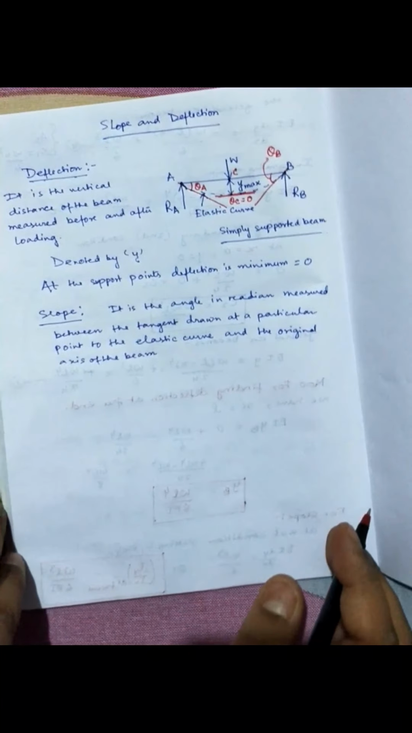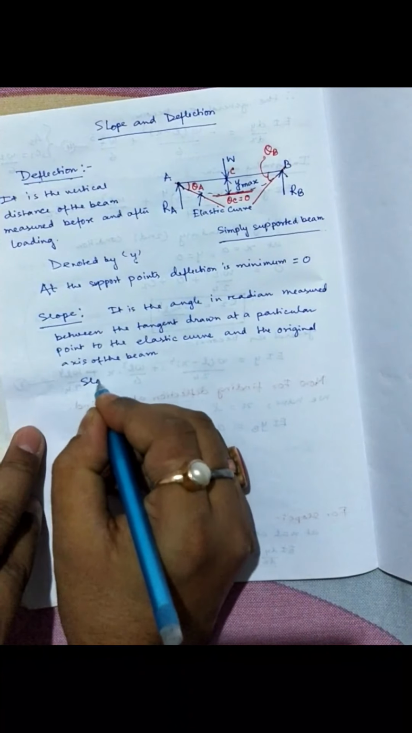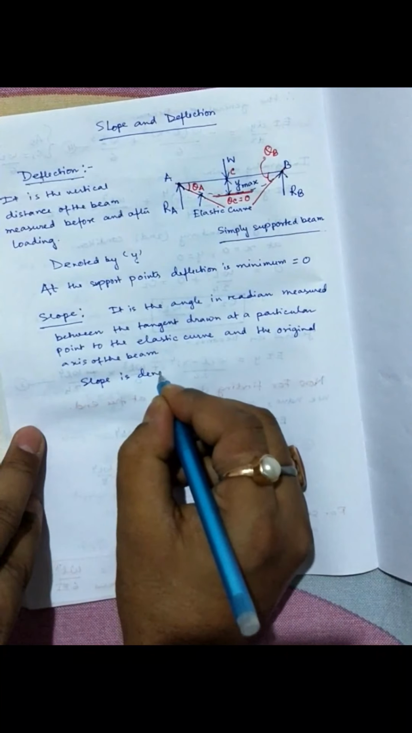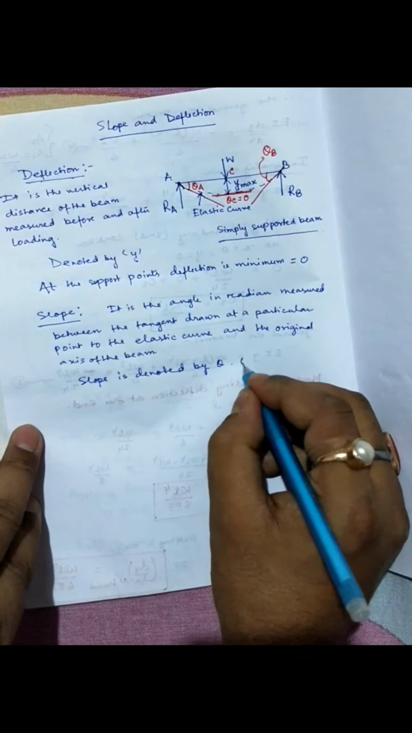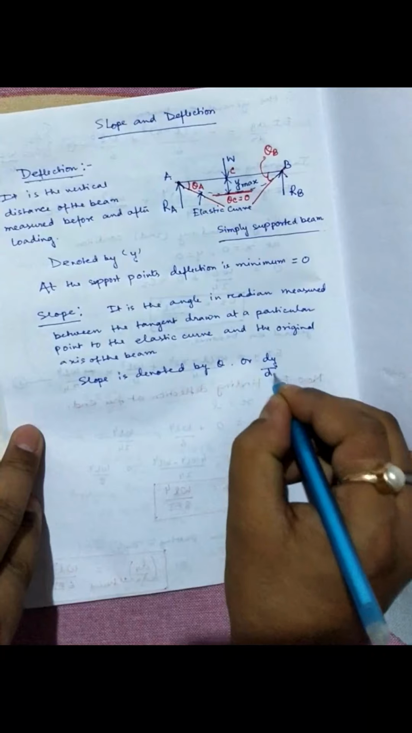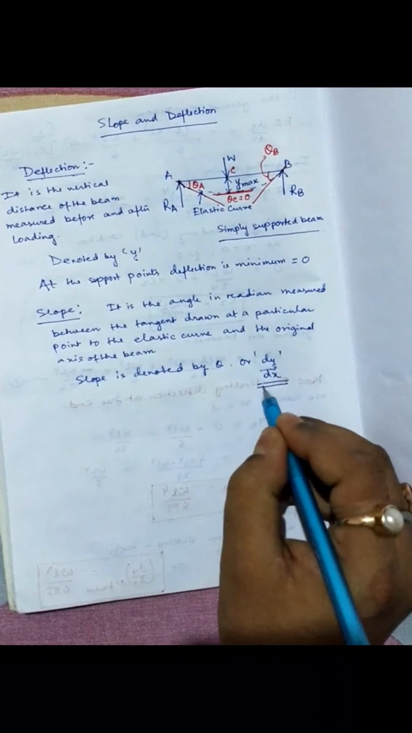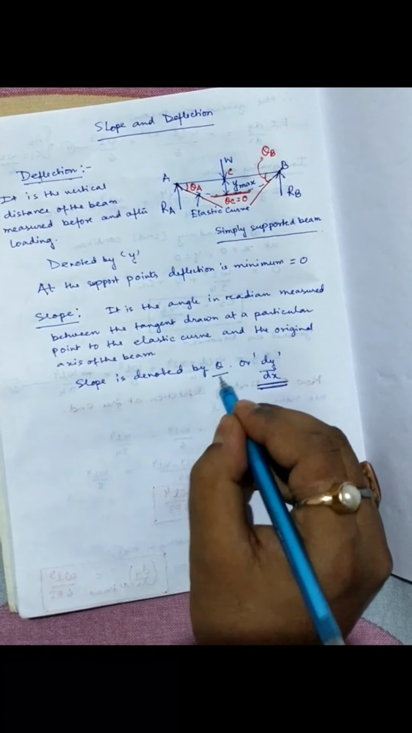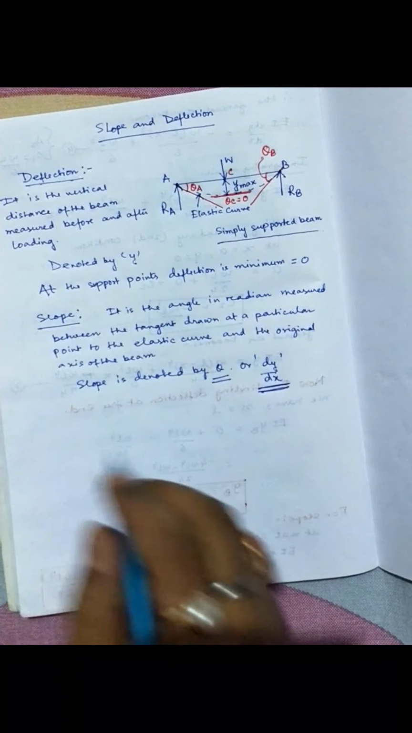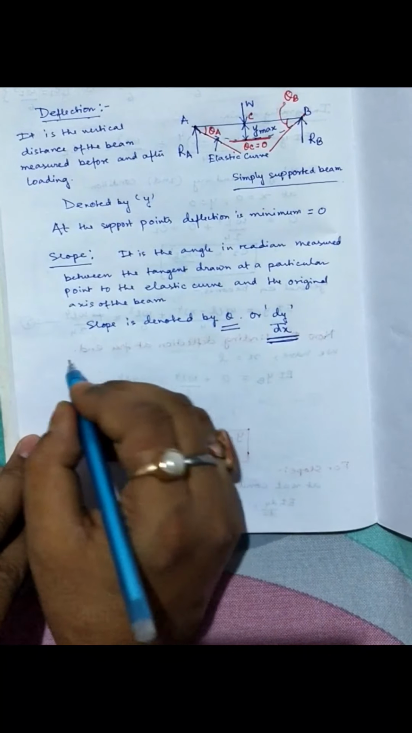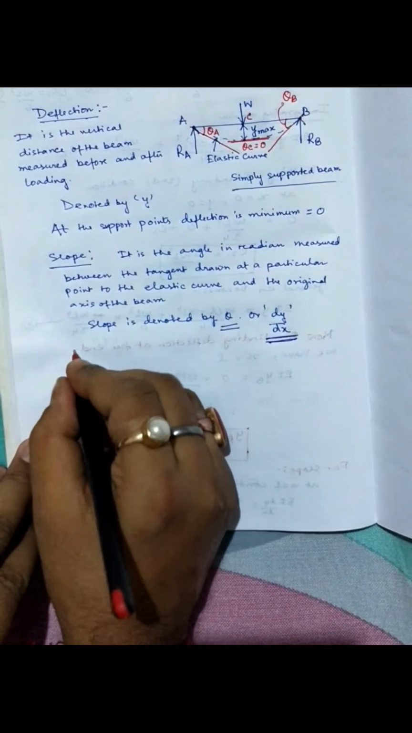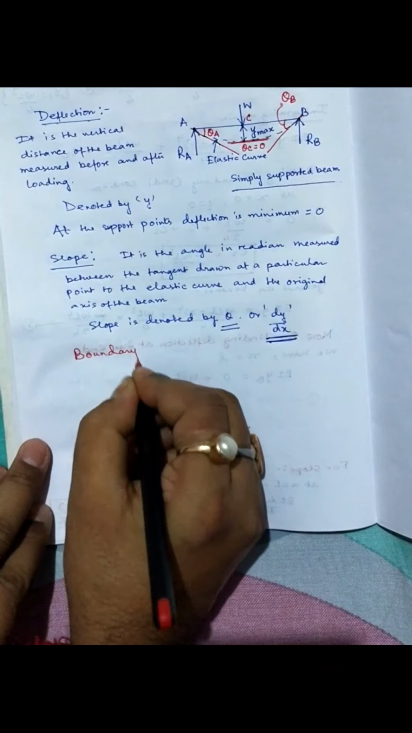Slope is denoted by theta, and it is also denoted by dy/dx. Keep this in mind, because later, when we discuss the derivations, we will use dy/dx as slope. In some conditions we will also consider theta as the slope. Next, let us discuss the other conditions, that is the boundary conditions.